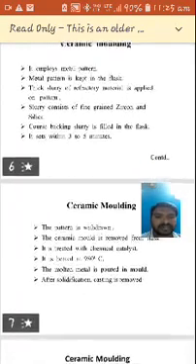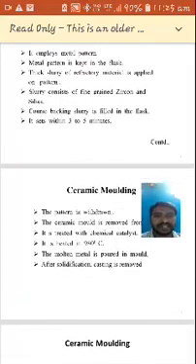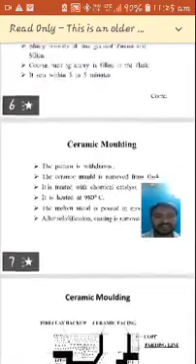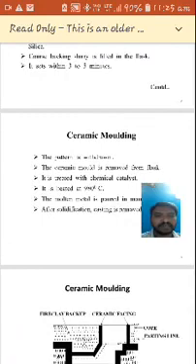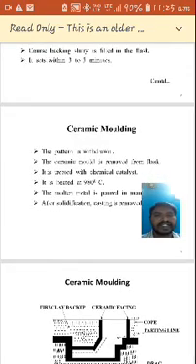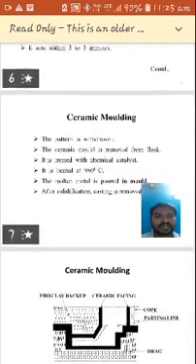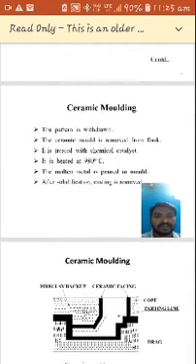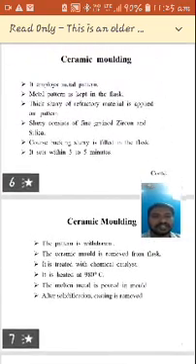Now the pattern is withdrawn. The ceramic mold is removed from the flask. It is treated with a chemical catalyst. It is heated at 980 degrees centigrade. The molten metal is poured in the mold. After solidification the casting is removed. So this is about the ceramic process.